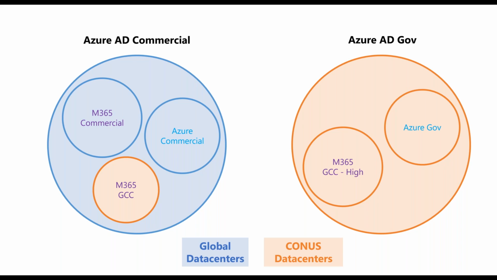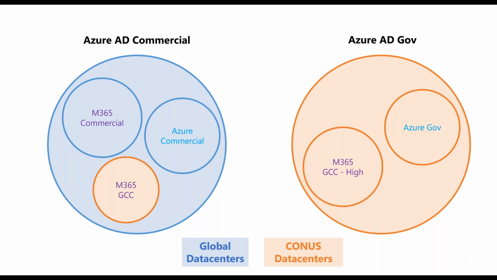The entire thing is global data centers, right? Azure AD as a whole is across the globe, in all the data centers across the world from Microsoft. Same thing with Microsoft 365 Commercial and Azure Commercial, which are in data centers across the world. Now, when I say CONUS data centers, as mentioned on the bottom in orange, CONUS is a fun term if you're not familiar. It's the continental US, so not including Alaska, Hawaii, Puerto Rico, and so on, but the continental US, meaning these data centers reside in the US.